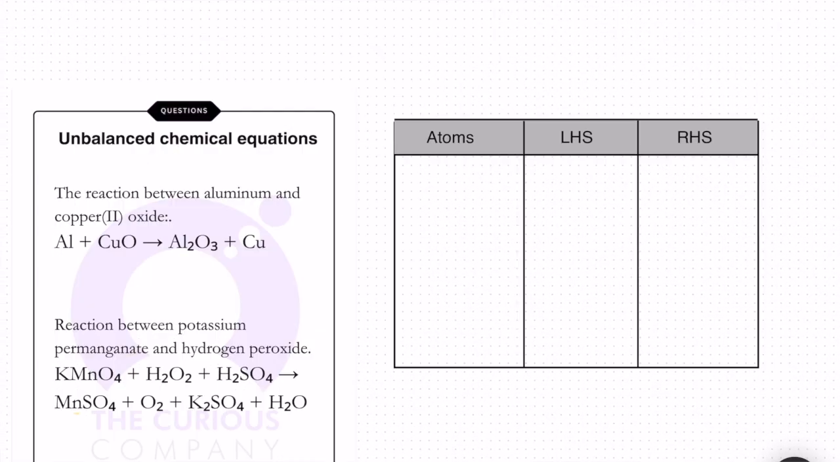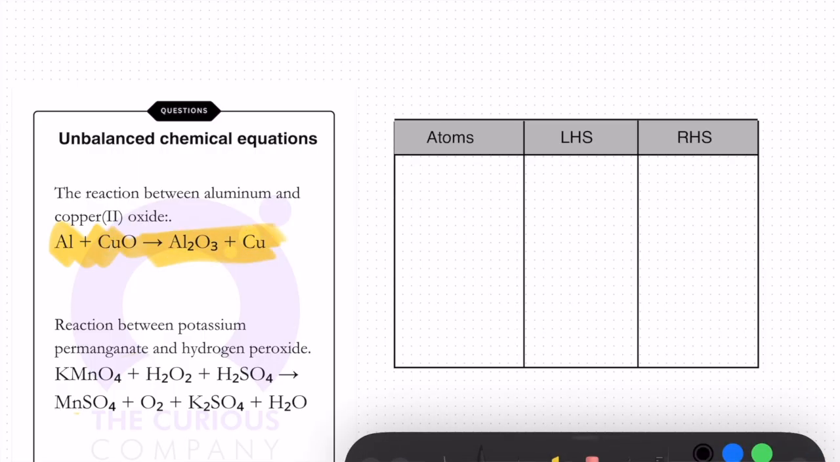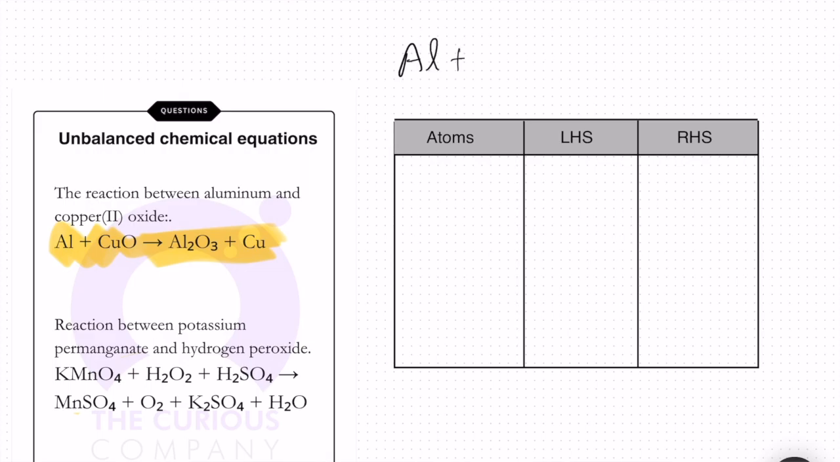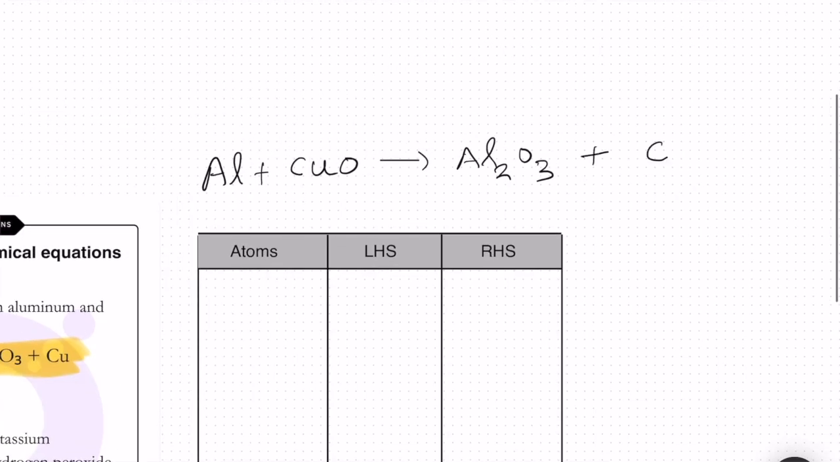Now we are moving into the territory of a bit difficult equations. Let's consider the reaction between aluminium and copper oxide. We'll write down the reaction. Aluminium plus copper oxide gives rise to Al2O3, aluminium oxide and copper. We'll list down the atoms once again: aluminium, copper, and oxygen.